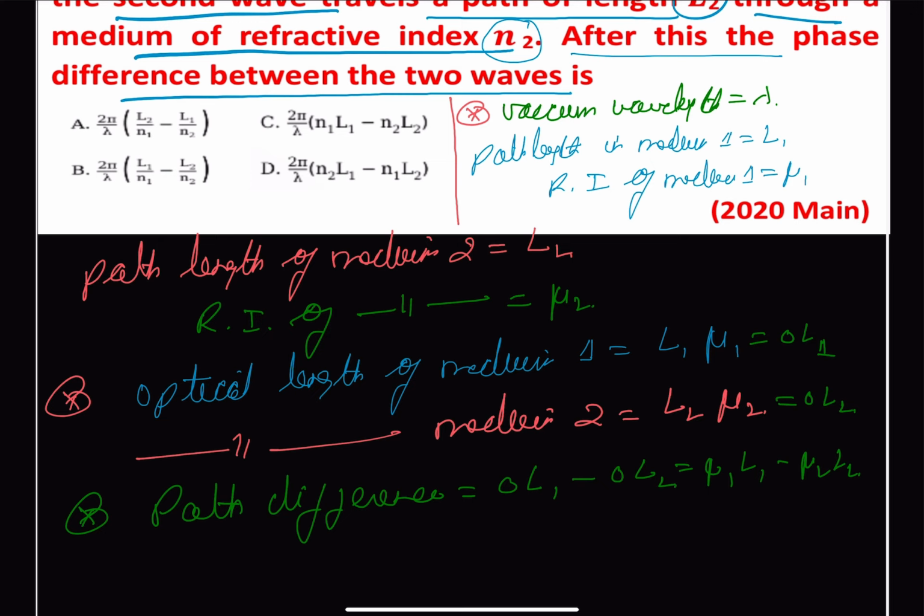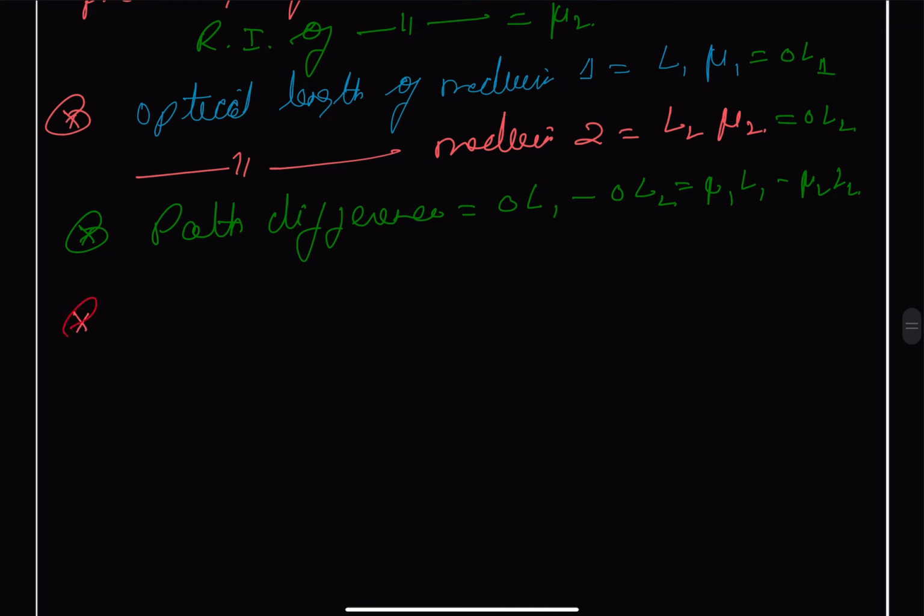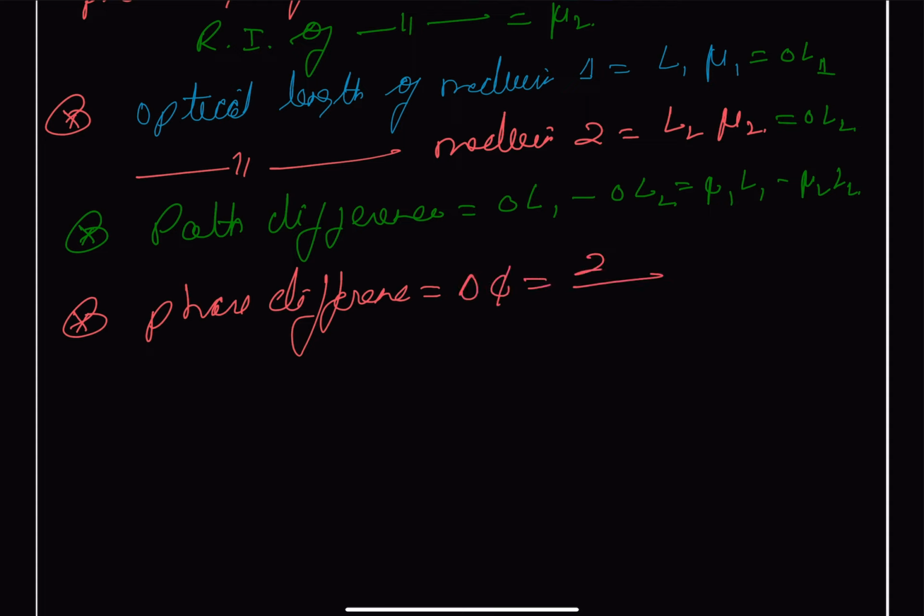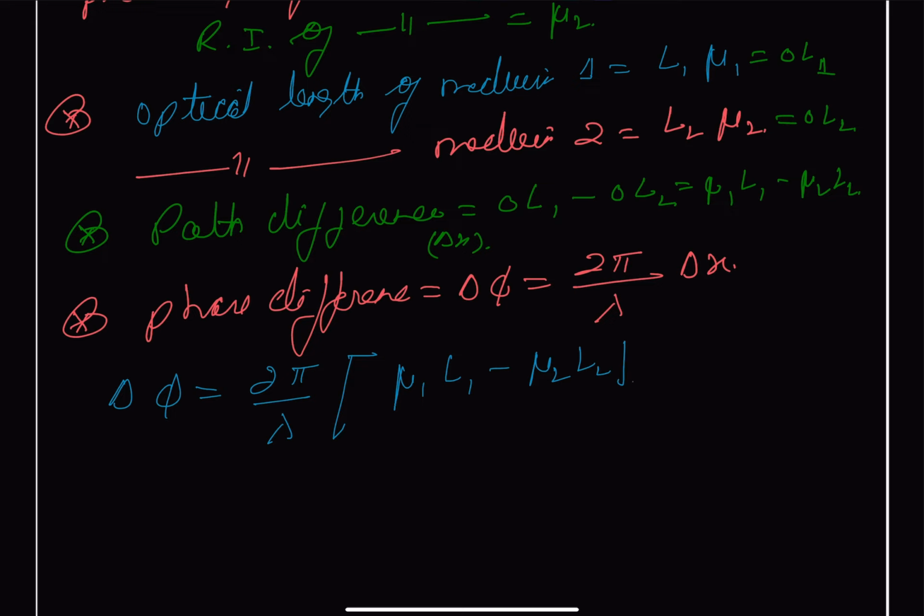From here, we can easily find out the phase difference, because we know that the phase difference, that is delta phi, will be equal to 2 pi upon lambda multiplied by the path difference, that is delta x, which we just calculated. We substitute it, we get delta phi is equal to 2 pi upon lambda times mu1 L1 minus mu2 L2.